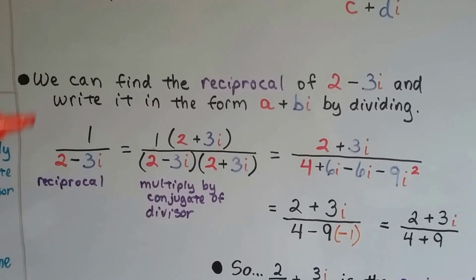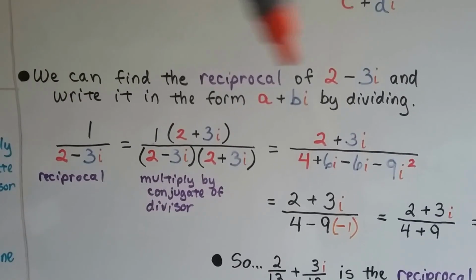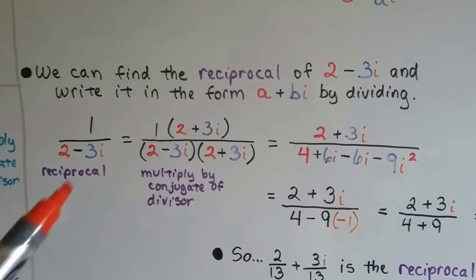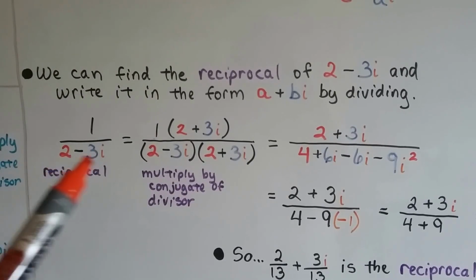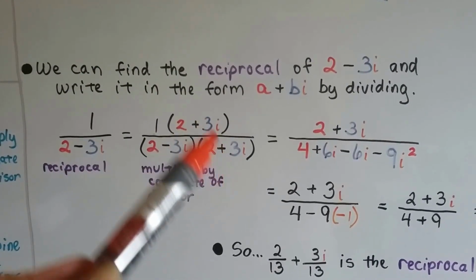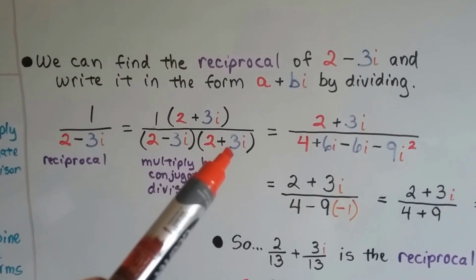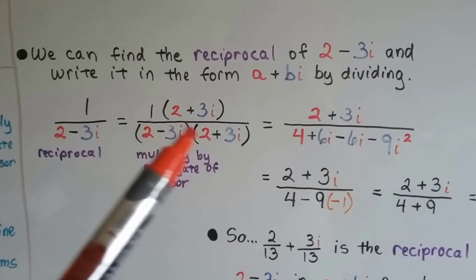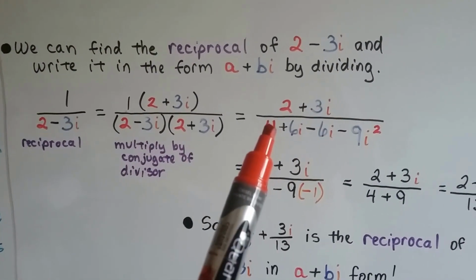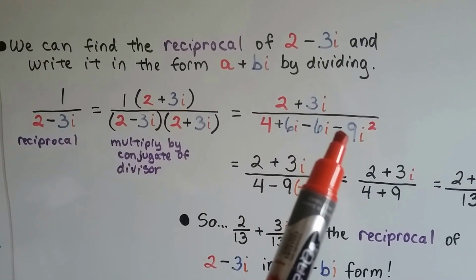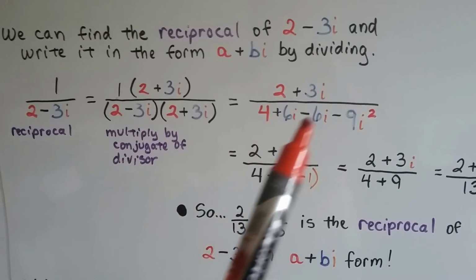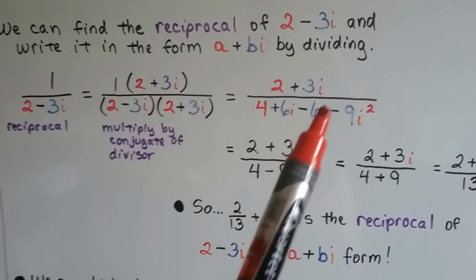dividing. So we have 2 minus 3i, its reciprocal is 1 over 2 minus 3i, and the conjugate would be 2 plus 3i. We're going to use that as our 1 right here, 2 plus 3i over 2 plus 3i. We multiply them together, and we get 2 plus 3i over 4 plus 6i minus 6i minus 9i squared. Here we have a zero pair again, don't we? Additive inverses, so we can just get rid of those.